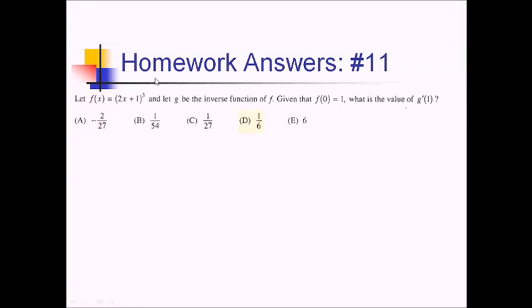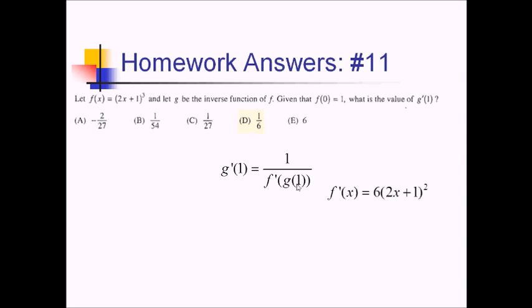For number 11, we've got this polynomial function for f. g is the inverse of f, and given that f of 0 is 1, we want to know the value of g prime of 1. If we're taking the derivative of an inverse, we'll use our inverse derivative formula. So we can say g prime of 1 equals 1 over f prime of g of 1. And f prime, let's see, we've got 3 times all this stuff squared times a tail of 2. So altogether 6 times (2x plus 1) quantity squared.